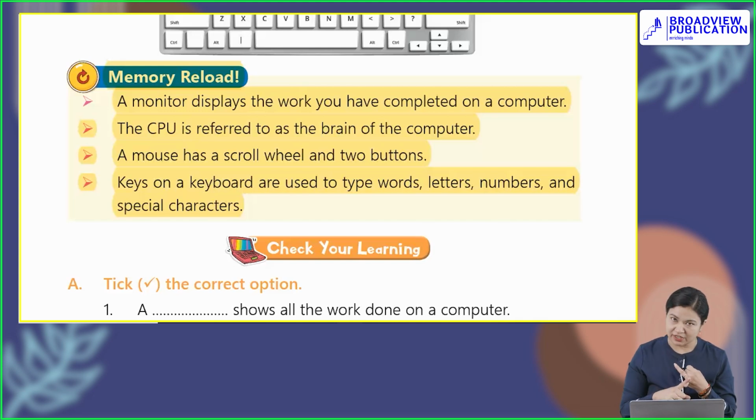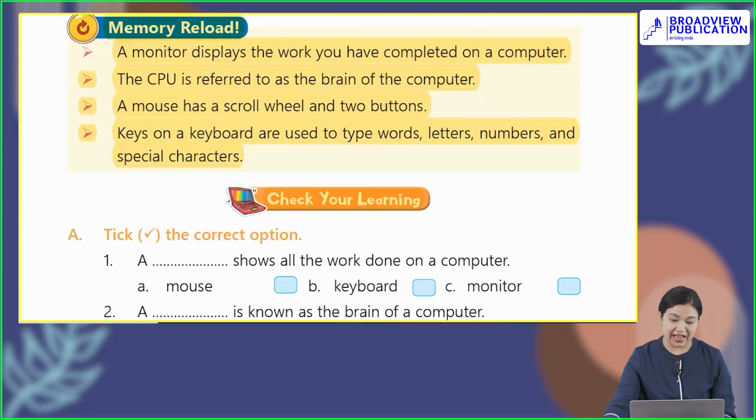One is monitor. We see our work on monitor. We use the keyboard to type letters on the monitor. We use CPU. CPU is called the brain of the computer which processes the data. And about the mouse, we use mouse to select and point at the icons on the monitor.